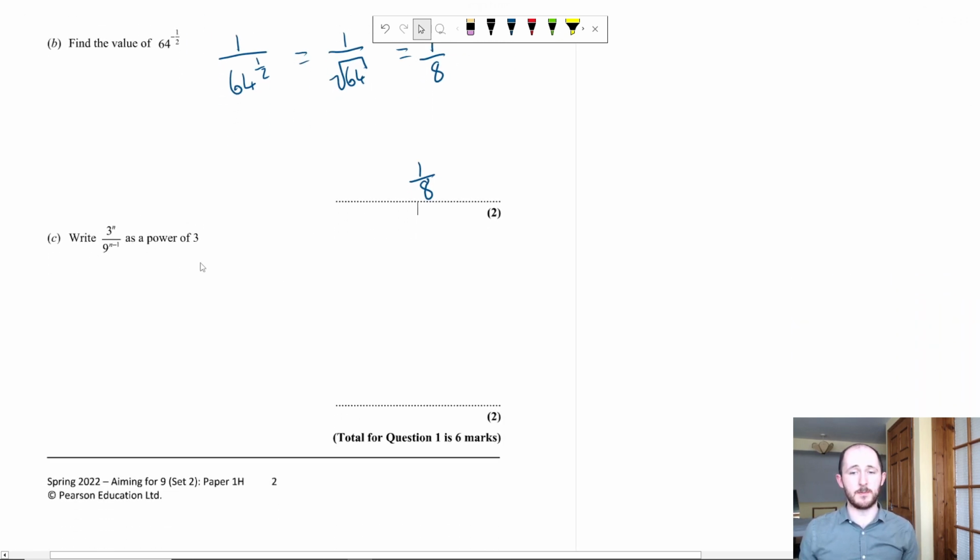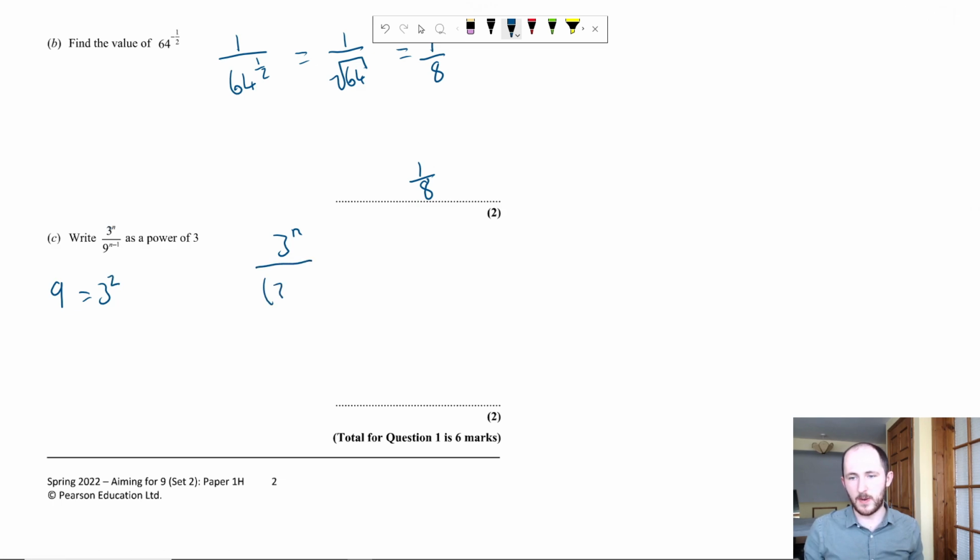Writing this as a single power of 3, so all we need to do is make all of it base 3. So we have 3 here, so 3 to the power of n stays exactly the same. But how can I write 9 in terms of 3? Well, I can write it as 3 squared. So that becomes 3 squared to the power of n minus 1.